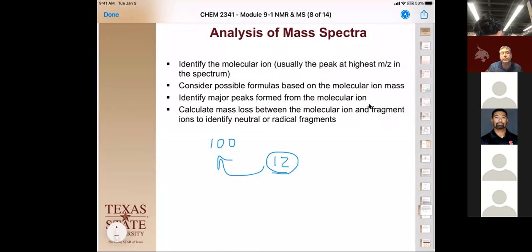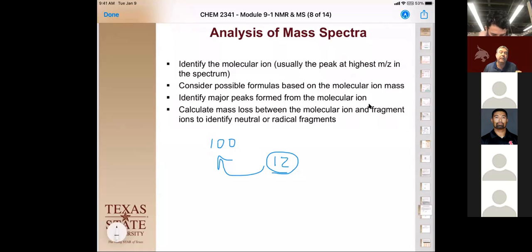The next thing we do is identify the major peaks. Major peaks are very strong. There are always going to be some minor peaks there, but you're looking for the strong ones. I would say you start at anything above 33% on the relative intensity and start looking at that.